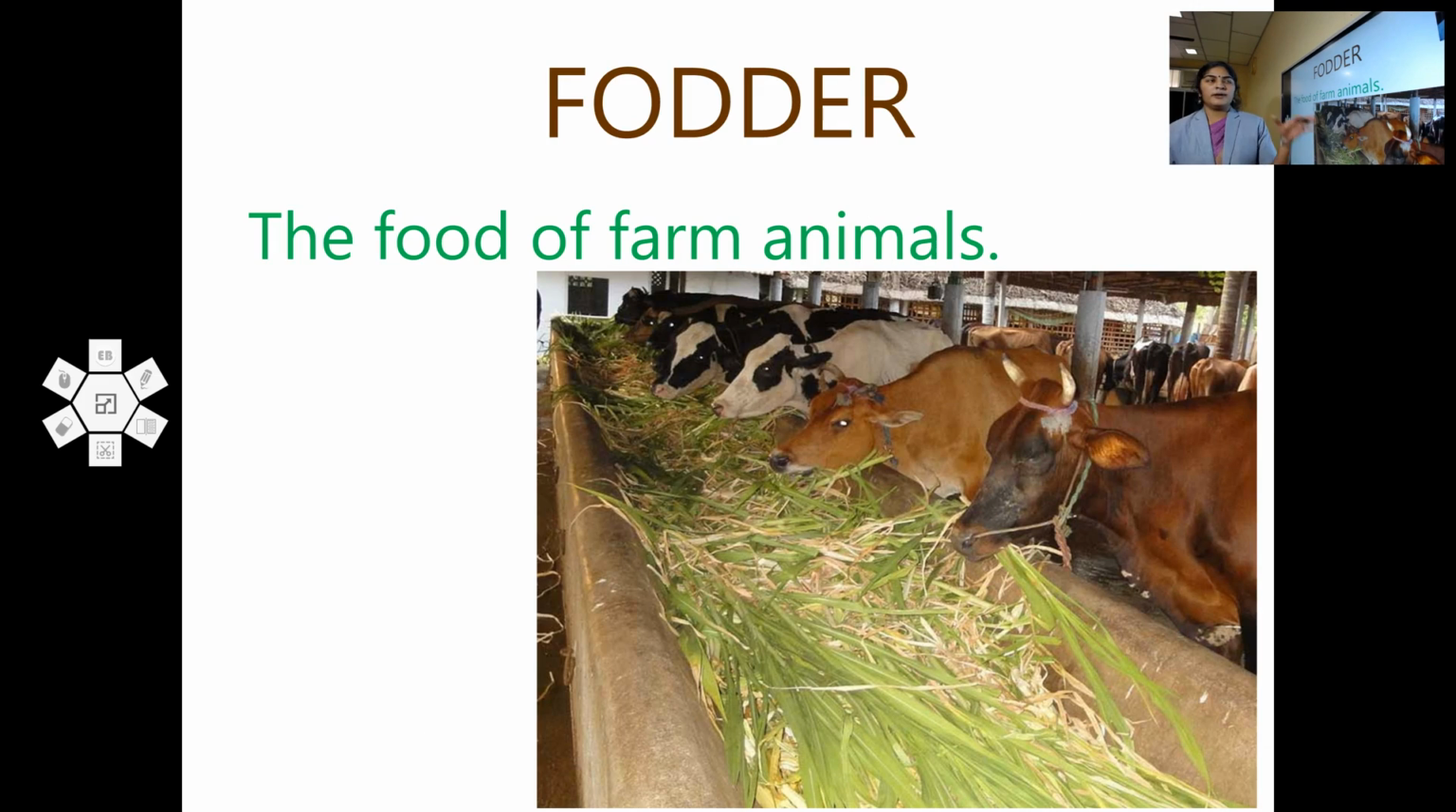So medicinal plants are over. Then comes fodder. What is actually fodder? Fodder is the food of farm animals. Mainly farm animals are herbivorous. Herbivorous means they are plant eating. So the food given to those animals is called fodder. See the picture.